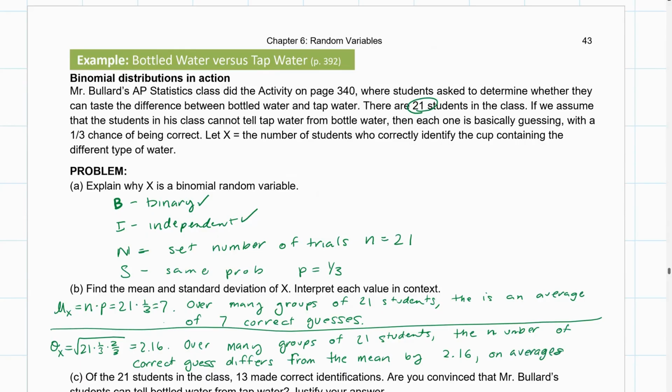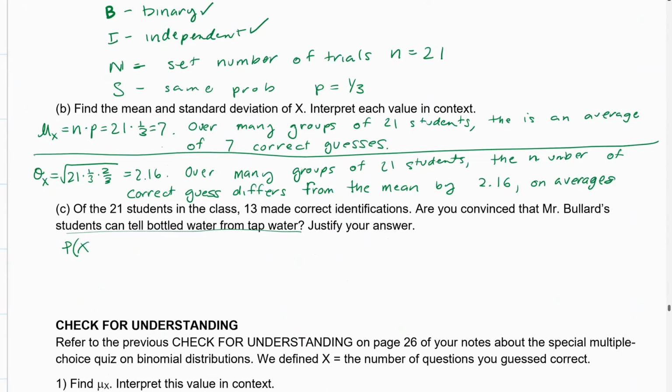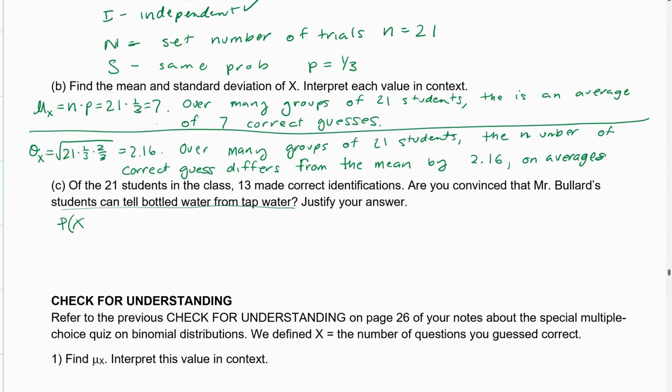All right, so there we have it. All right, of the 21 students in the class, 13 made correct identifications. Are you convinced that Mr. Bullard's students can tell bottled water from tap water? Well, let's ask the question, what's the probability that you would get 13 or more guesses right? 13 is one outcome, but let's lump them on with all the outcomes more extreme than that.